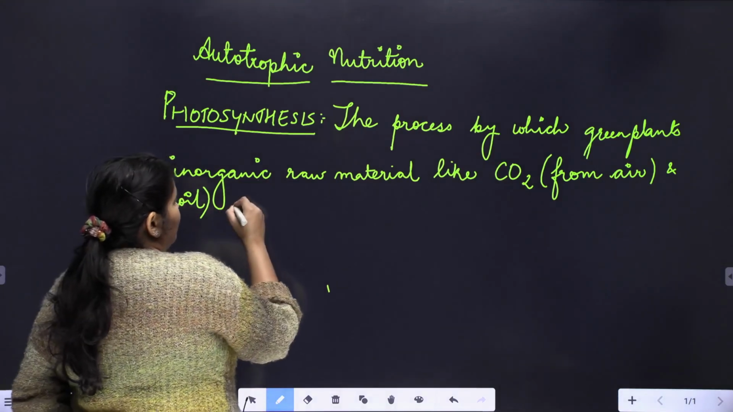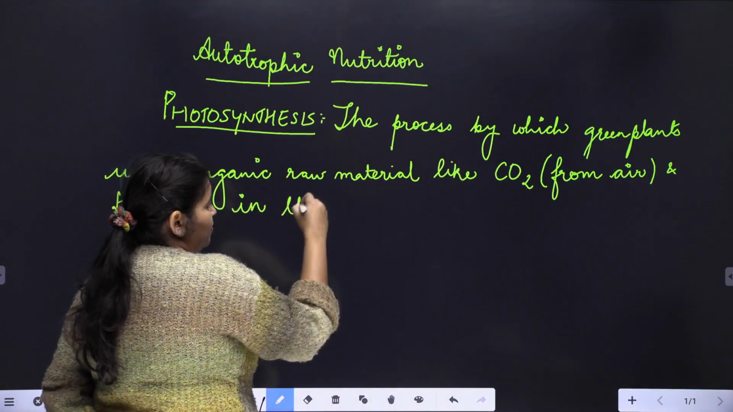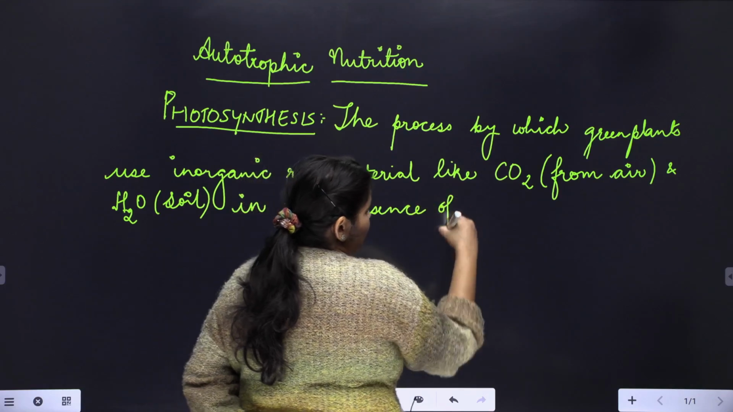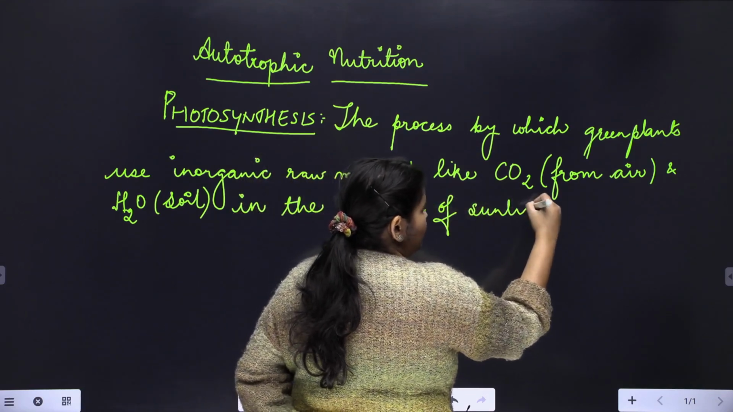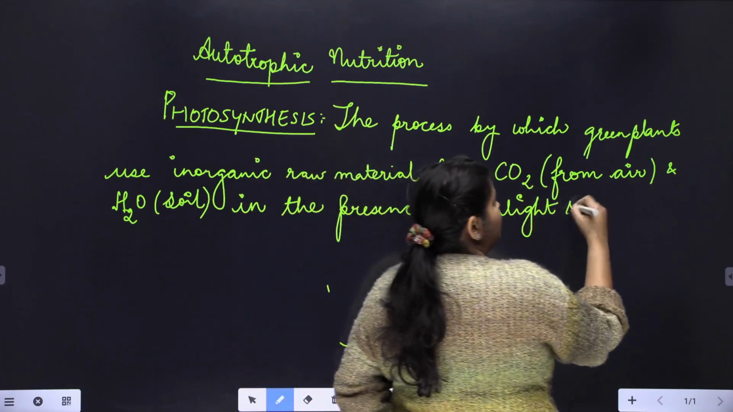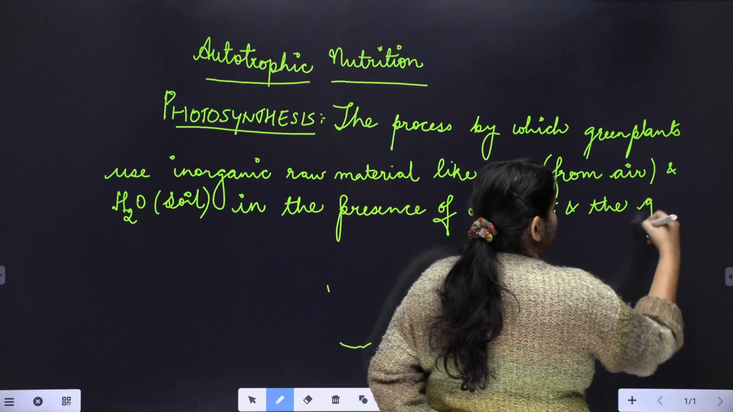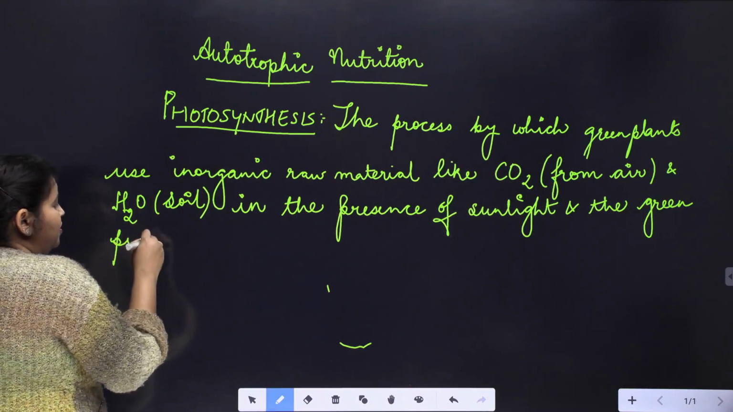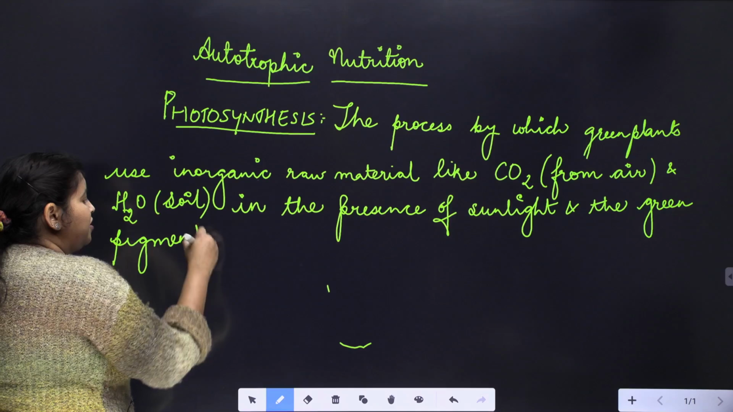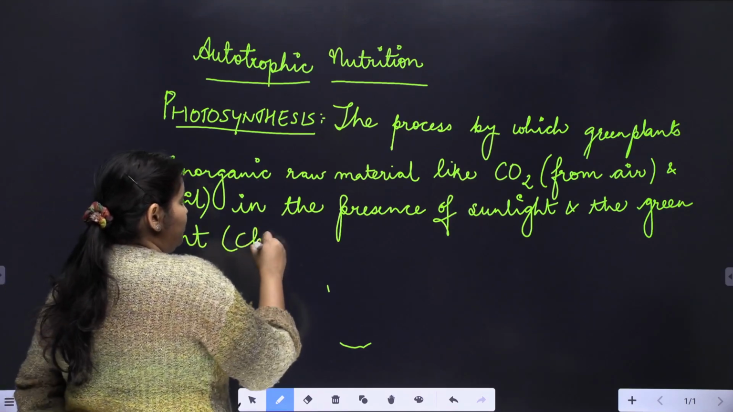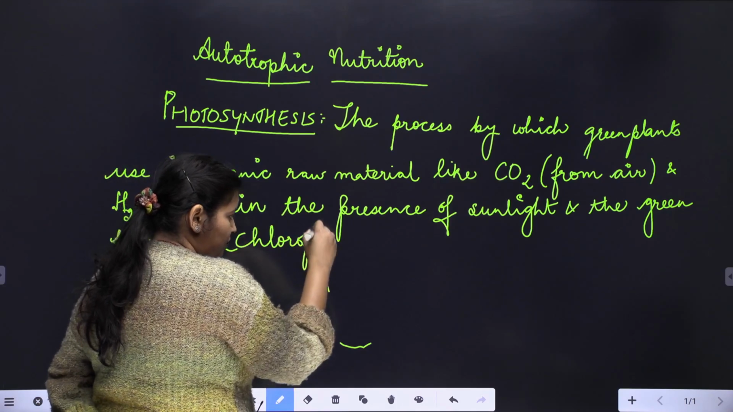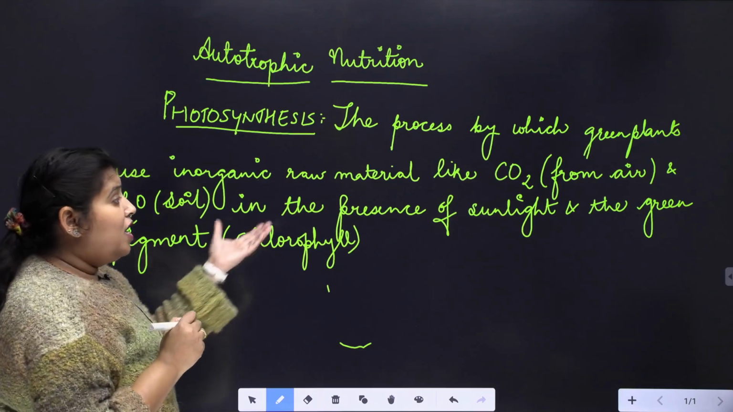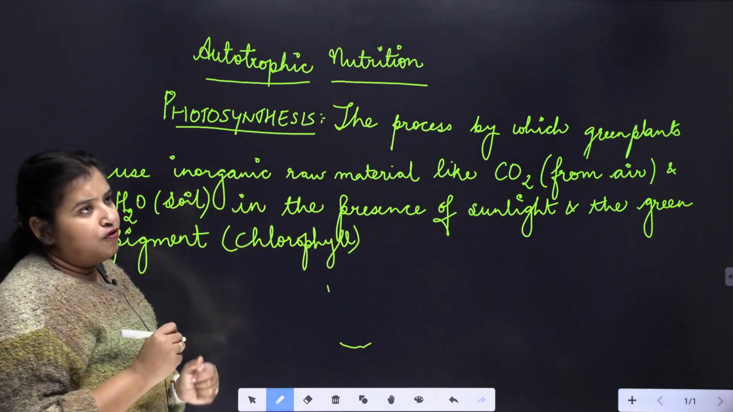And in the presence of sunlight and the green pigment. What is the green pigment? You all know the photosynthetic pigment. The most common photosynthetic pigment is chlorophyll. So this chlorophyll is used along with sunlight for this process of photosynthesis.